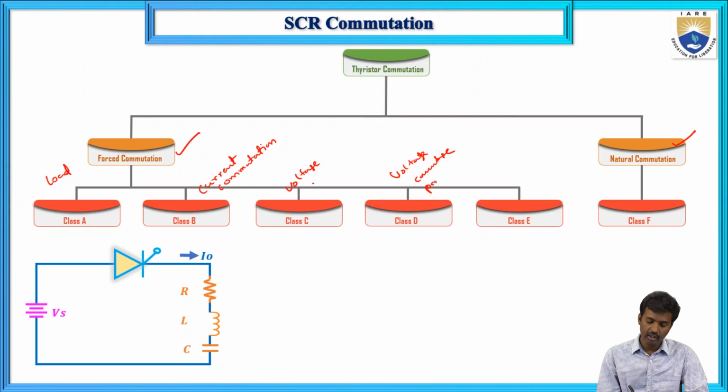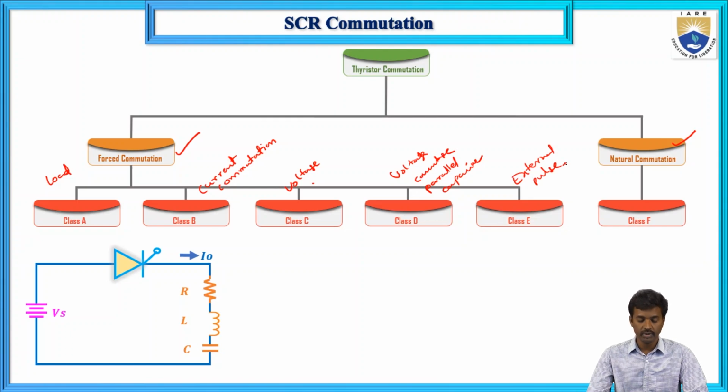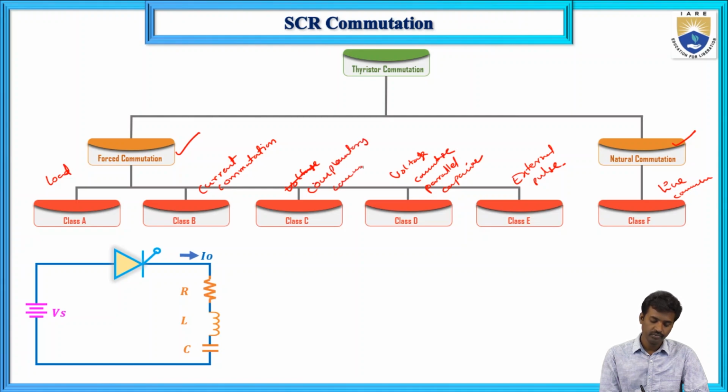Parallel or parallel capacitor. And this one is an external pulse commutation. This one is a line commutation. This one is a complementary commutation. So all these we have completed.